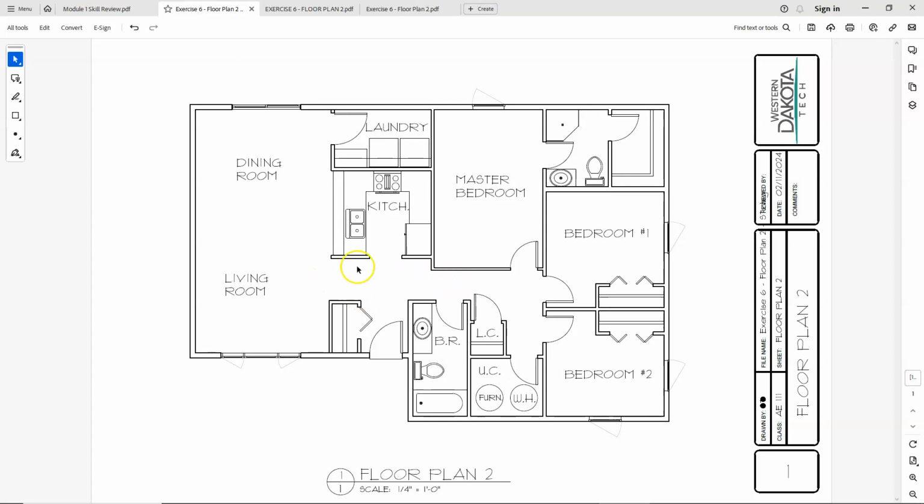I would take issue a little bit with this little jog right here. Not terrible, but perhaps this wall could have been shifted up just to be a little bit more efficient. And then this area probably could have been expanded. But beyond that, I think this does a really nice job.